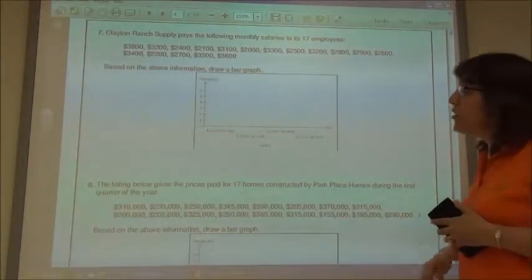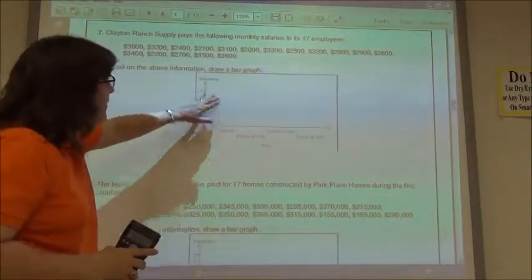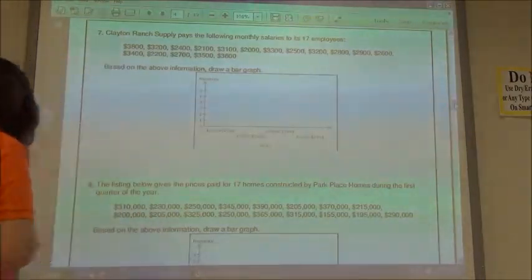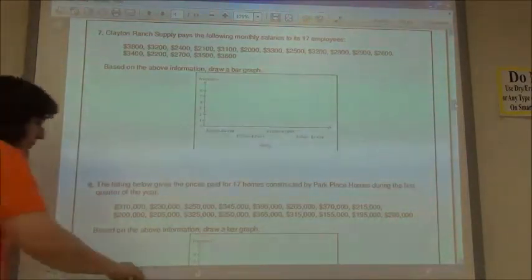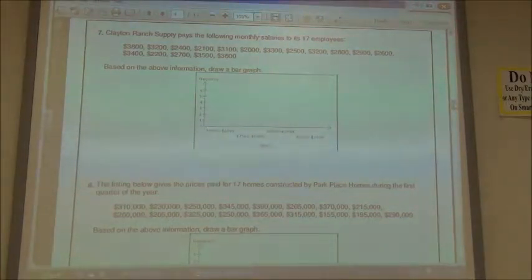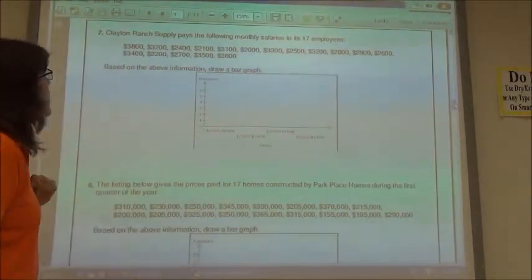Number 7, we want to draw a bar graph. So a bar graph is just basically showing the number of items that show up in each of these categories. We have 4 different categories. Probably don't need my calculator for that one. So we had 17 employees. It shows their monthly salaries. We want to know how many people were between $2,000 and $2,499.